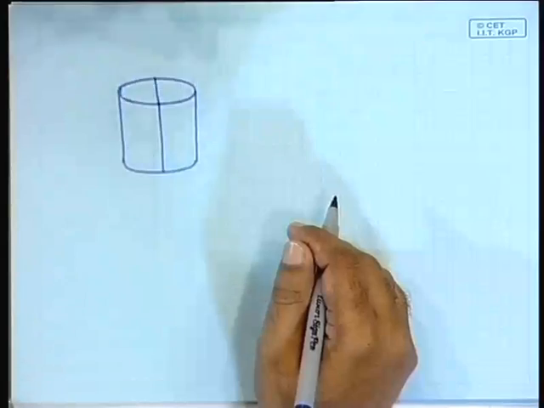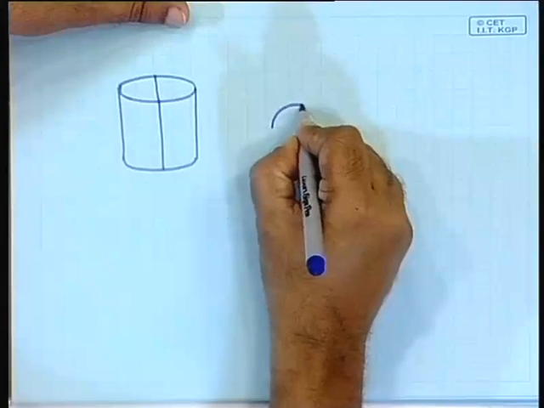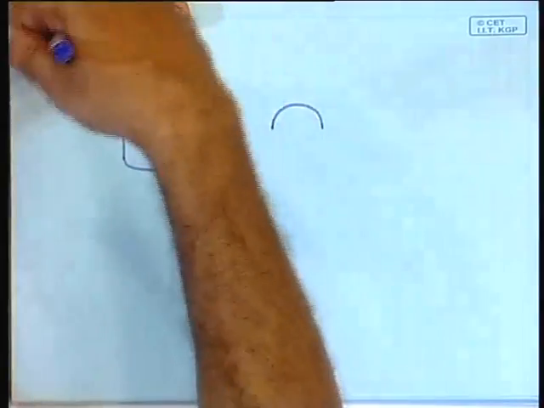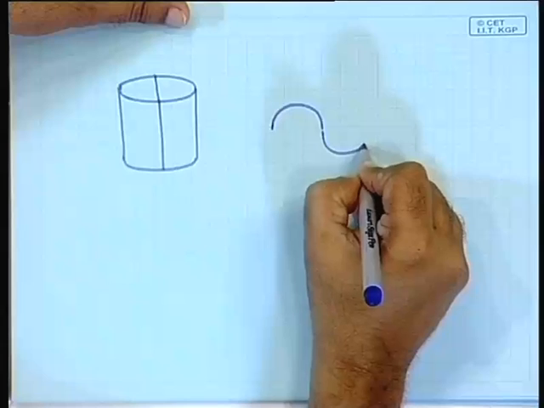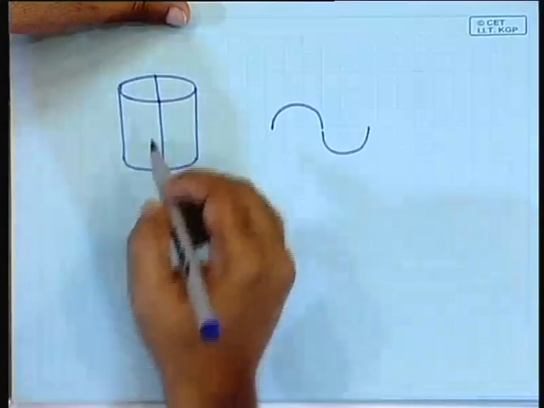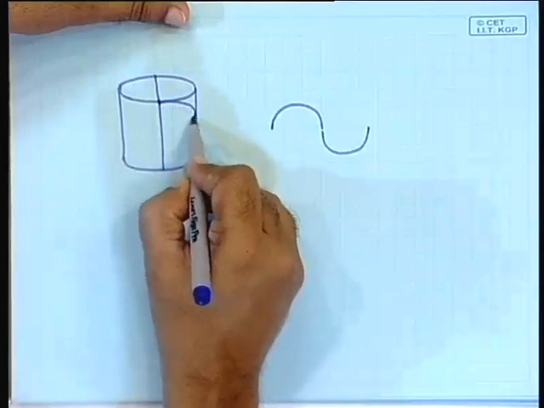Plan view means looked at from the top, where you have one of the half circles looking from the top here, and the other half circle here. So what has happened? This half circle has been moved to a position like this.